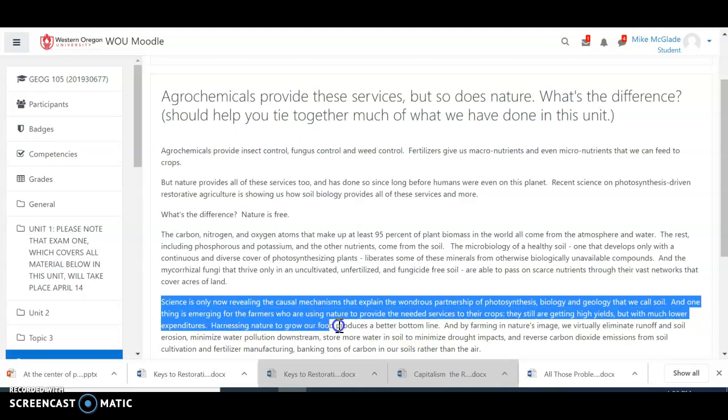Harnessing nature to grow our food produces a better bottom line.